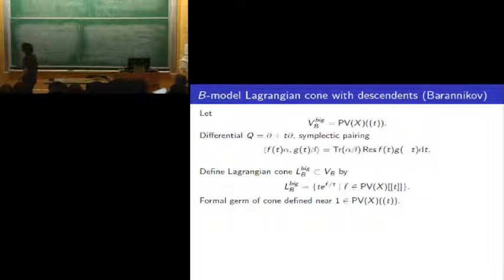Question? Yeah? So the trace is a symmetry or symplectic? The trace is. Oh, I think I forgot to include a shift by the dimension of X, which makes this symplectic. OK? So the trace is symmetric, but once you include the correct shift, this becomes a symplectic pairing. Maybe I didn't, but anyway, this is certainly symplectic.